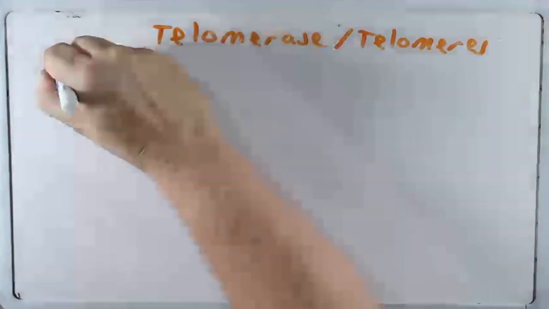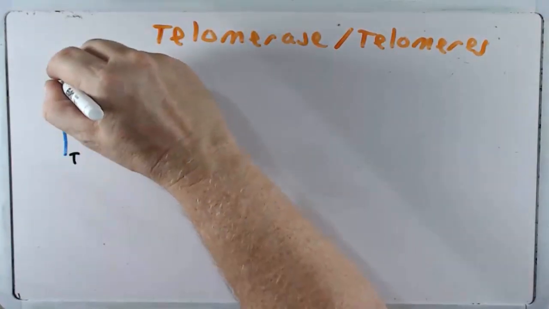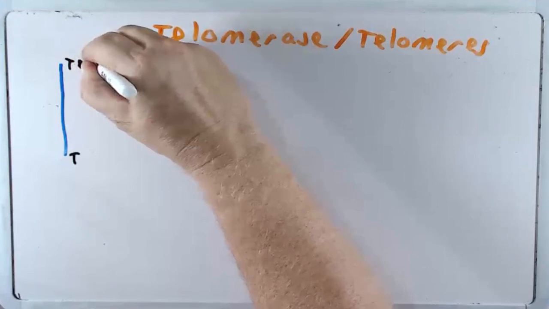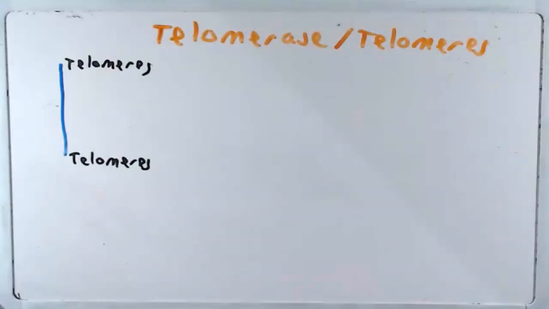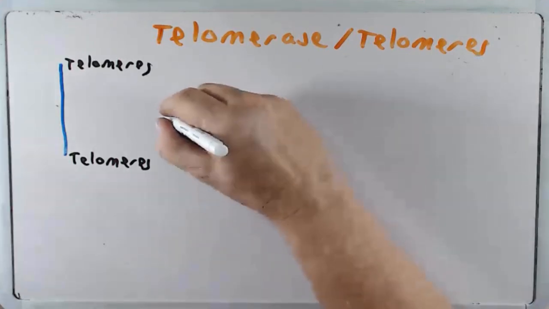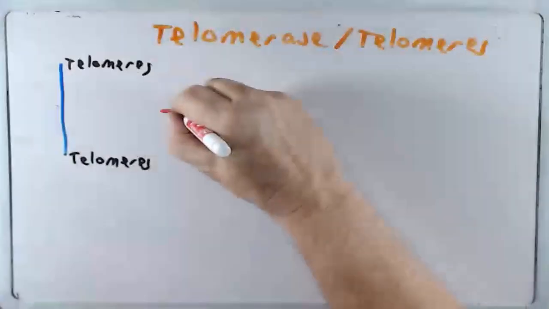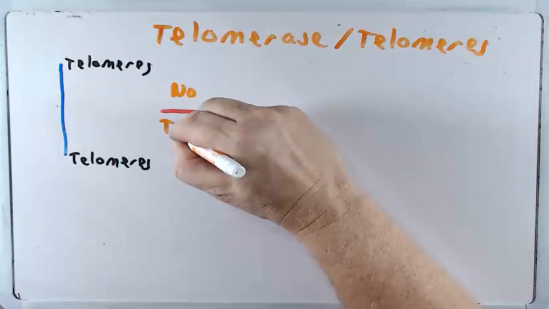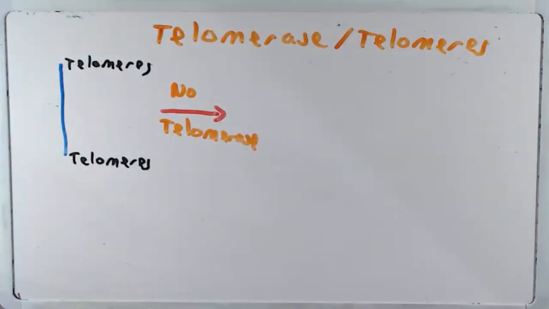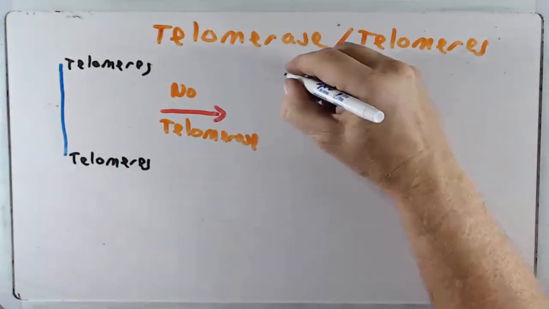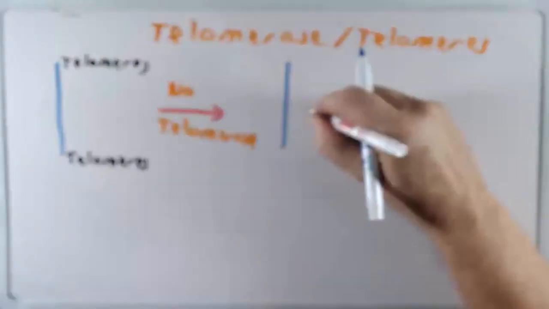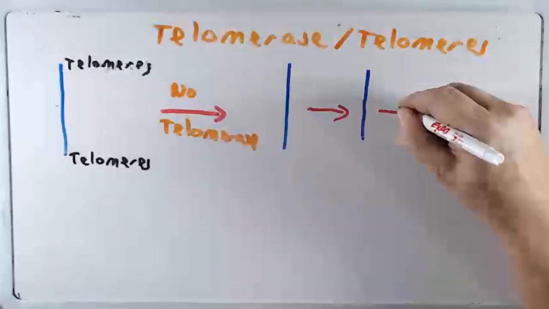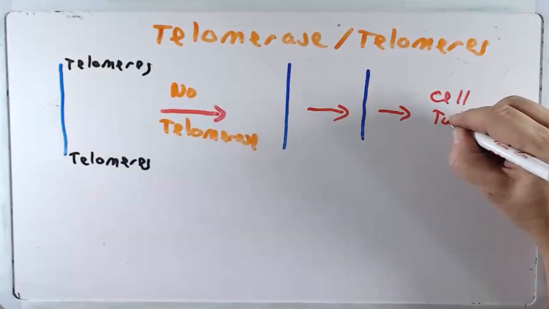So here's our chromosome, and we refer to the ends of the chromosomes as telomeres. Telomerase maintains these ends. However, if no telomerase is present, so no telomerase, the ends cannot be replicated faithfully. And so what results is after one division, they get a little shorter. After another division, they get a little shorter. And at some point, this is going to cause the cell to die.